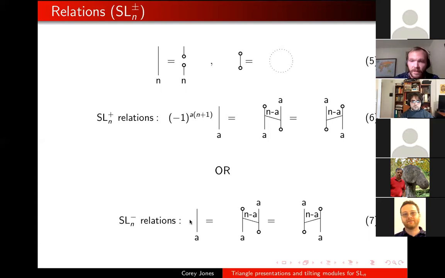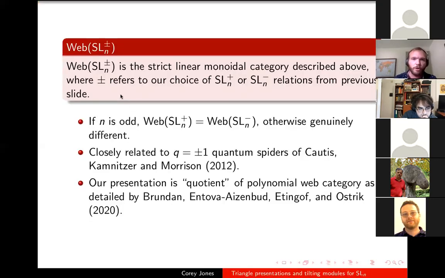One consequence of this is that this monoidal category we've defined is rigid, because the object A now has dual n minus A. But in the plus case, you can't use these trivalent vertices themselves as solutions to the duality equation. I have to normalize one of them by a sign in order to get the cups and caps for duality. Whereas in the SLN minus relation, you can actually use the trivalent vertices with the lollipops assigned as solutions to the duality equations. Okay, so there are two different categories here: web SLN plus and web SLN minus.